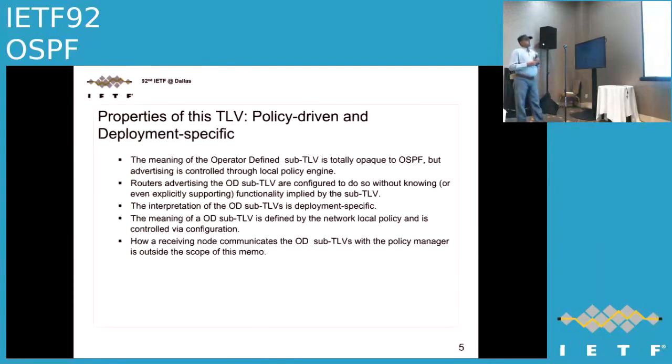So these are the properties. It's explained much better in the draft, but the summary is that it is totally opaque to OSPF. So the router may not be supporting it, but still it can transparently pass through this information. It's a deployment specific TLV. And how the receiving node communicates the operator-defined TLVs with the policy manager is outside the scope of this memo. Next slide.